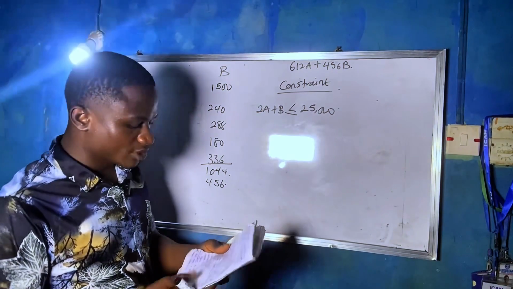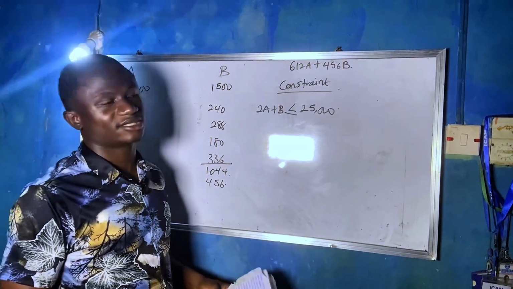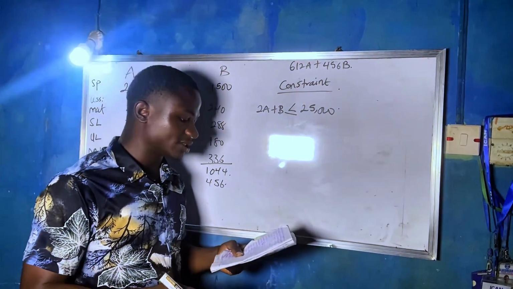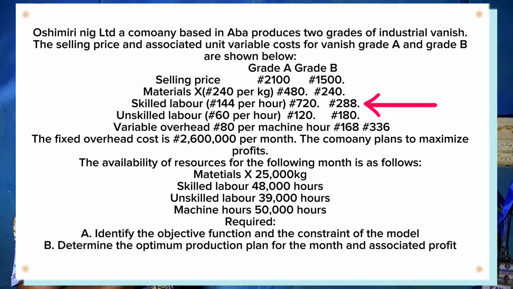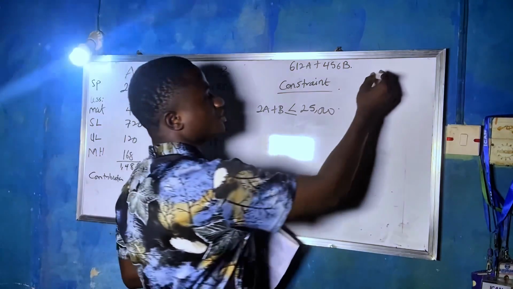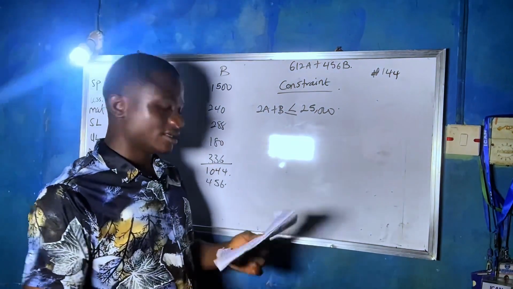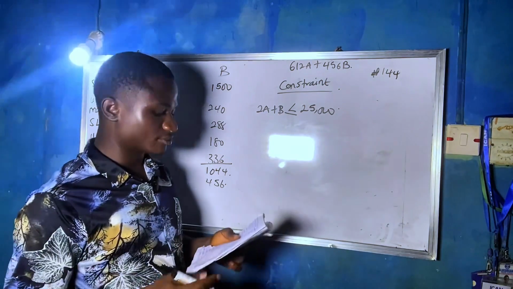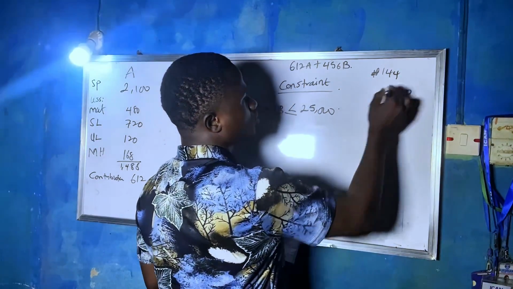Now, the next constraint we have is the skilled labor. We've been told that skilled labor is 48,000 hours. For skilled labor, we're told that it is 144 naira per hour, and A is using 720 naira worth of skilled labor. One hour of skilled labor is 144 naira.